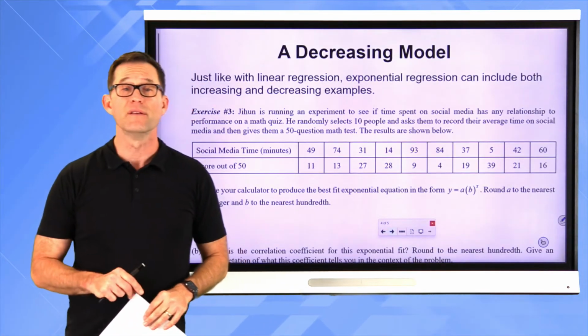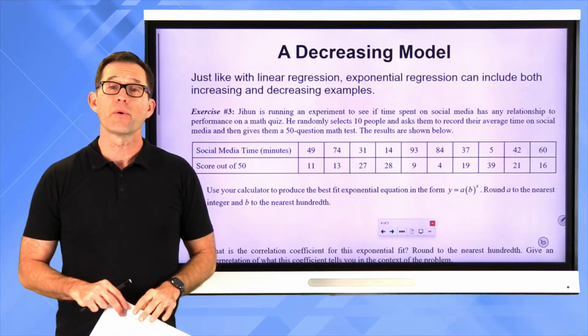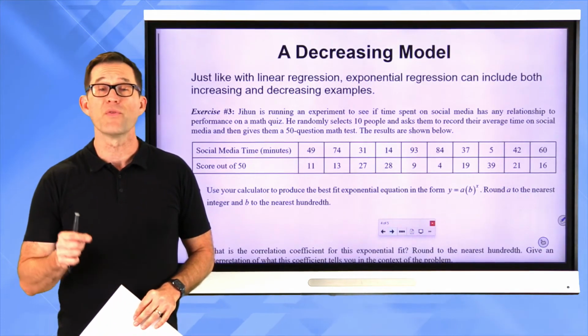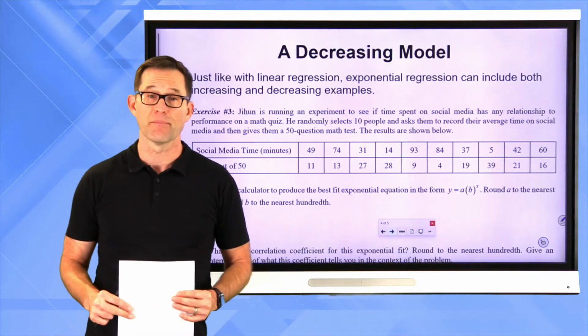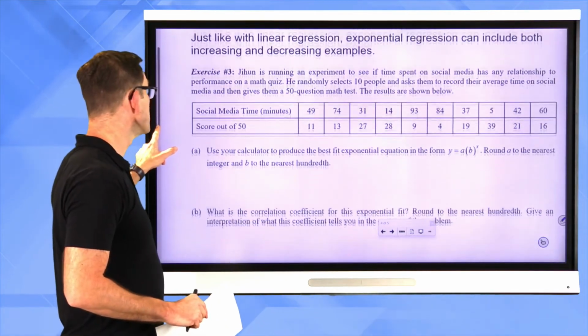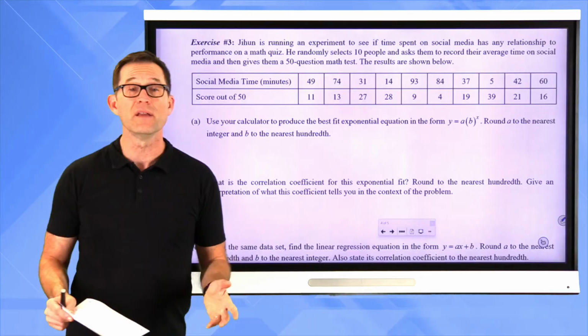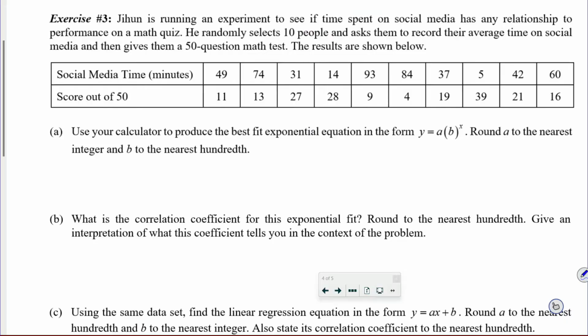Let's take a look at a decreasing model. Just like with linear regression, exponential regression can include both increasing and decreasing examples. Let's take a look in exercise number 3 at one where we have a decreasing data set. Ji-Hoon is running an experiment to see if time spent on social media has any relationship to performance on a math quiz. He randomly selects 10 people and asks them to record their average time on social media and then gives them a 50-question math test. The results are shown below.